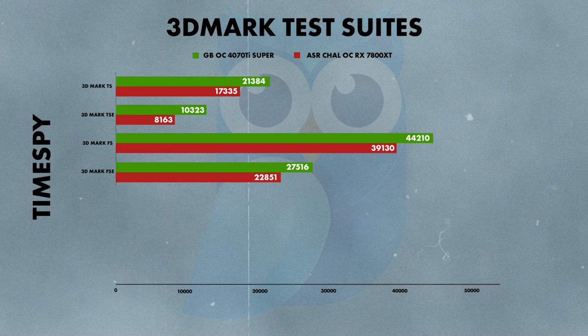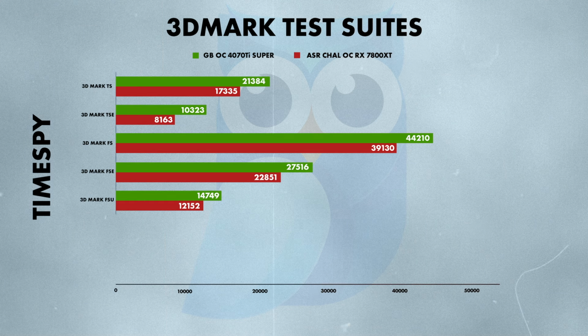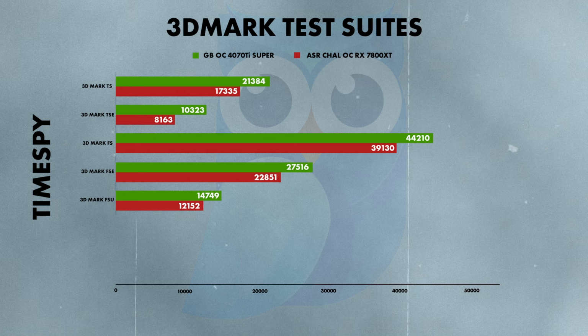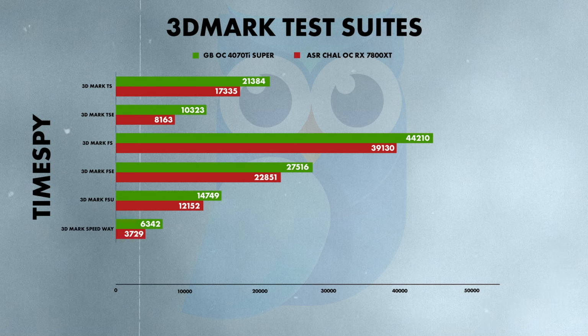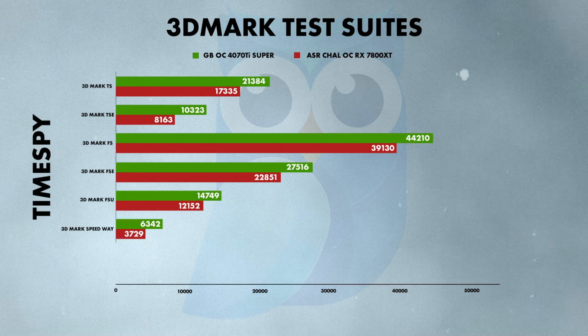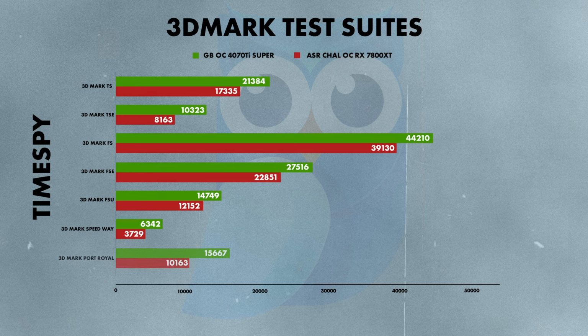Onto Fire Strike Extreme, 27,516 versus 22,851. Fire Strike Ultra, 14,749 versus 12,152. Then for Speedway, which is a good blend of testing, we had a 6,342 versus 3,729. So good score coming in there.